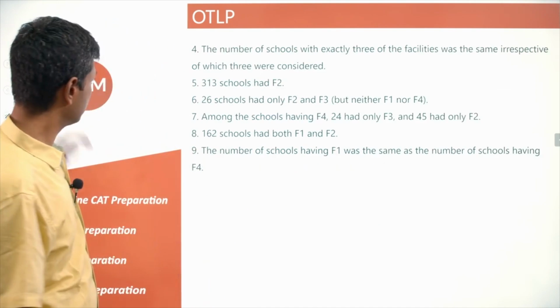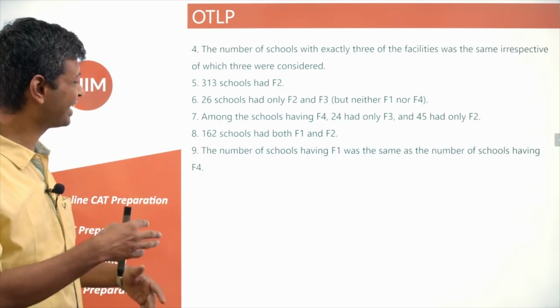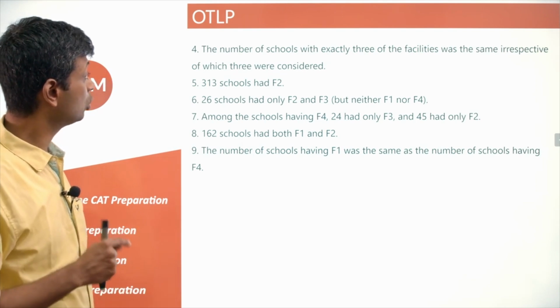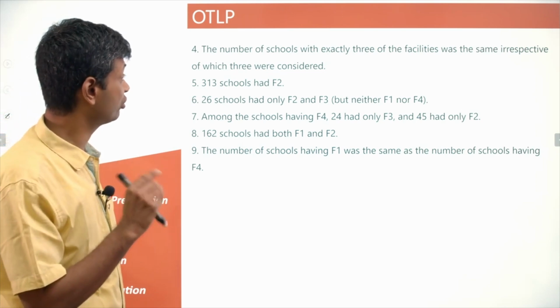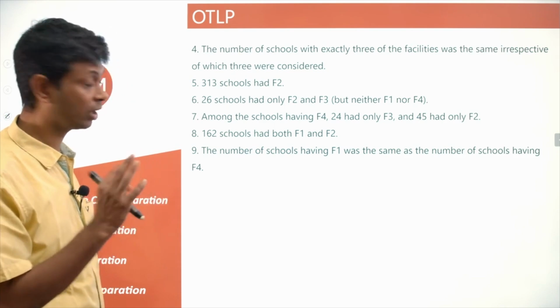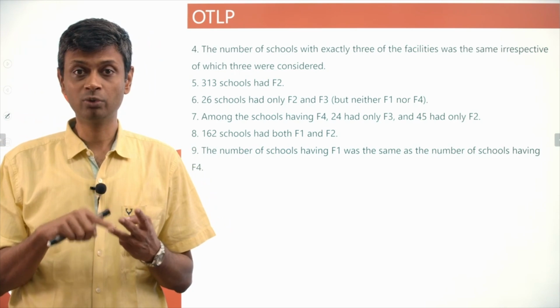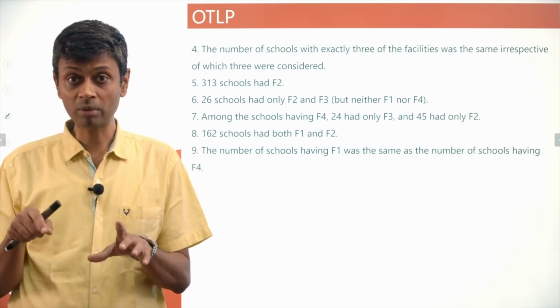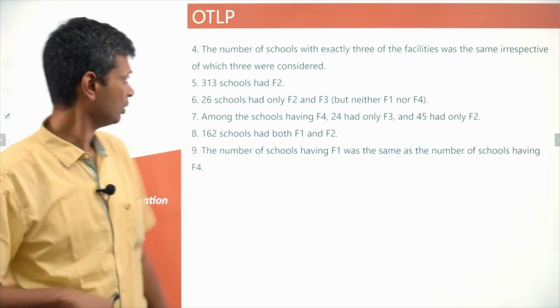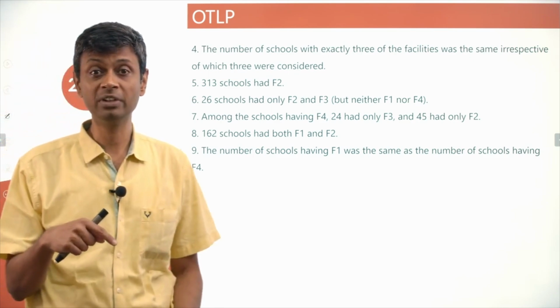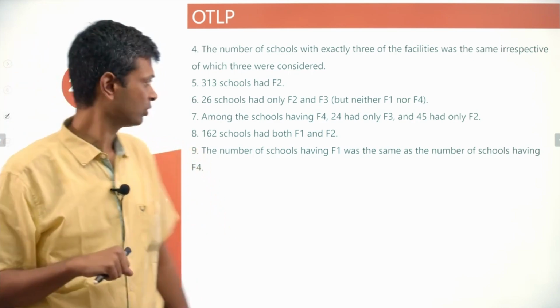So let's see the subsequent set of constraints, just glance through it, but not take it too seriously. The number of schools with exactly 3 of the facilities was the same irrespective of which 3 were considered. This is interesting. 1, 2 and 3, 1, 2 and 4, 1, 3 and 4, 2, 3 and 4. All 4 numbers are equal. And 313 schools had F2. Again, this is interesting. We've been given the F2 total number.